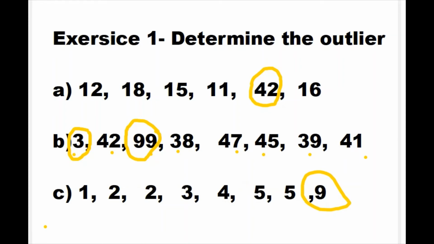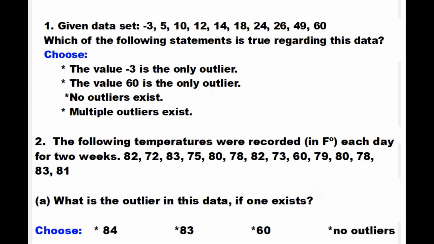So let's move on to our second exercise. In it, we are given a set of data ranging from -3 to 60, and we can see that this data is already ordered in ascending order. Which of the following statements is true regarding the data that we are given? We have 4 statements, and we have to choose one. Let's look at our first one: the value -3 is the only outlier in the sequence.